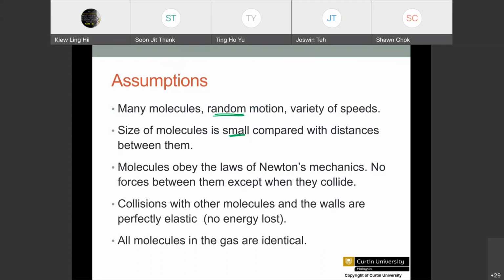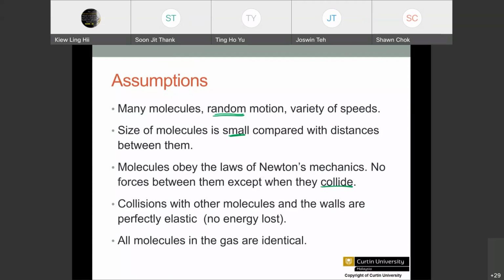And the third one, molecules obey the law of Newton's mechanics. No forces between them. Just now I already mentioned there is no relationship between atom and atom when they are moving, except when they collide. When you collide, you feel the pain, so that is the force. Imagine two balls bouncing against each other, they rebound. So this is the force. As long as you do not meet, there is no force, but once you meet, there is a force between you.